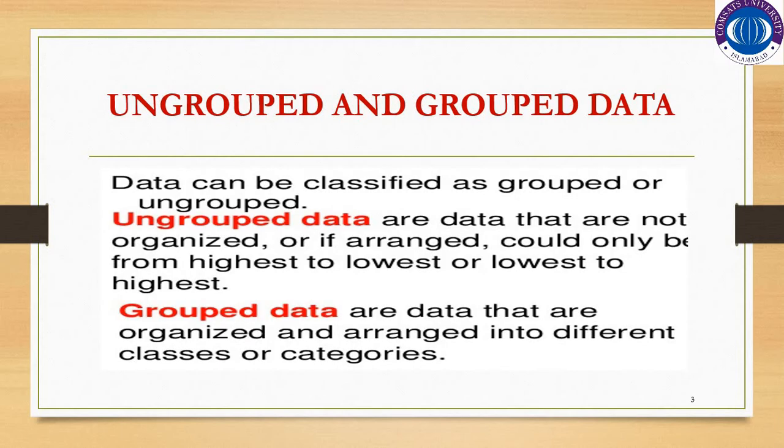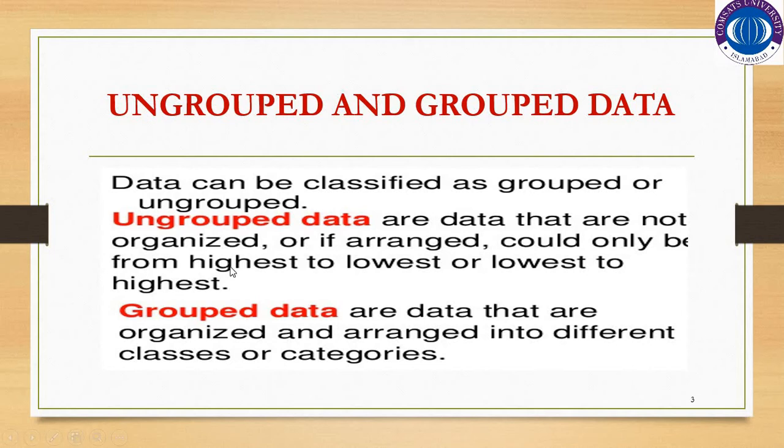Before starting it, you must know about the two concepts: ungrouped and grouped data. Data can be classified as grouped or ungrouped. Ungrouped data are data that are not organized, or if arranged, would only be from highest to lowest or lowest to highest. This is totally a raw form of data. It is not arranged in groups or into rows or columns. No classification is done on this type of data.